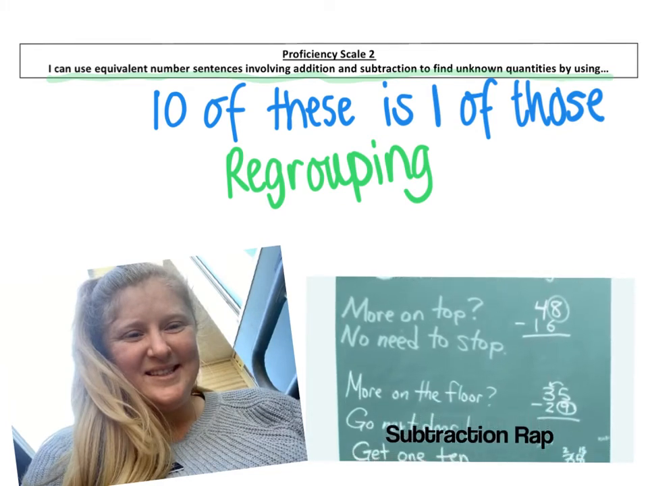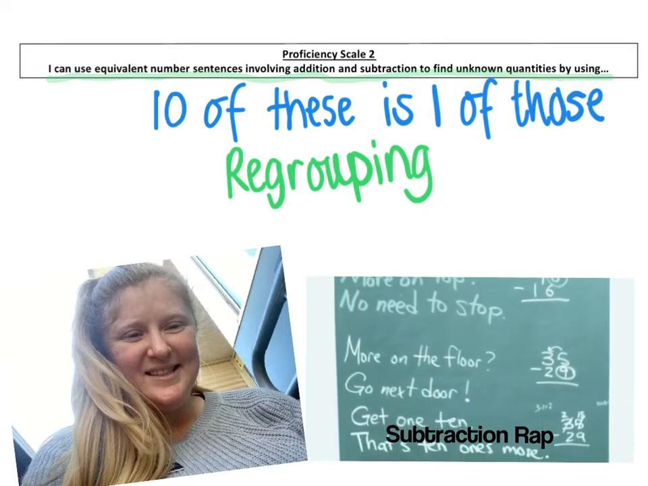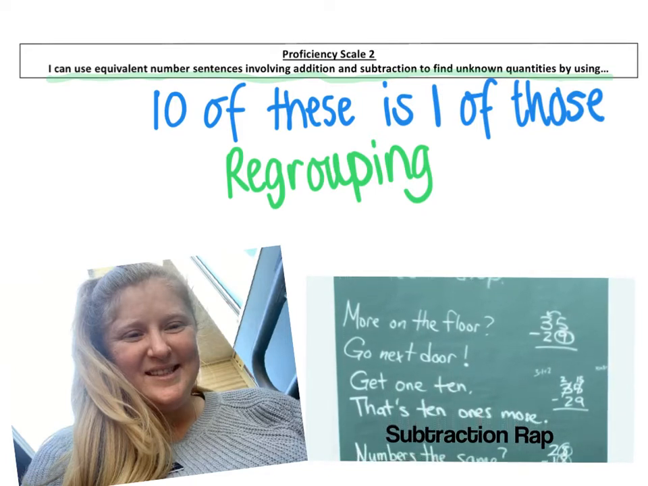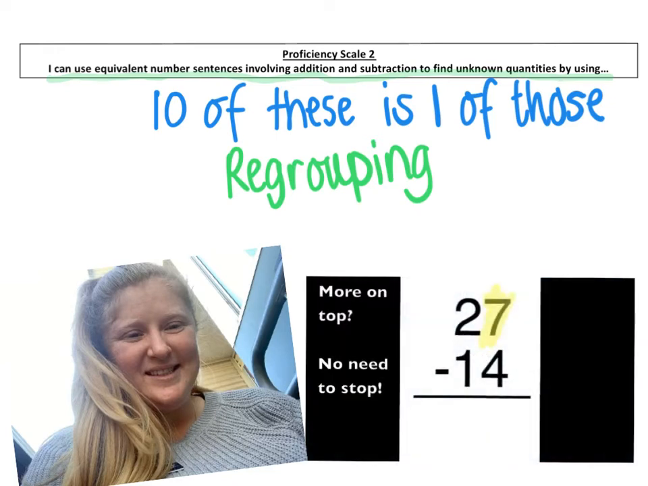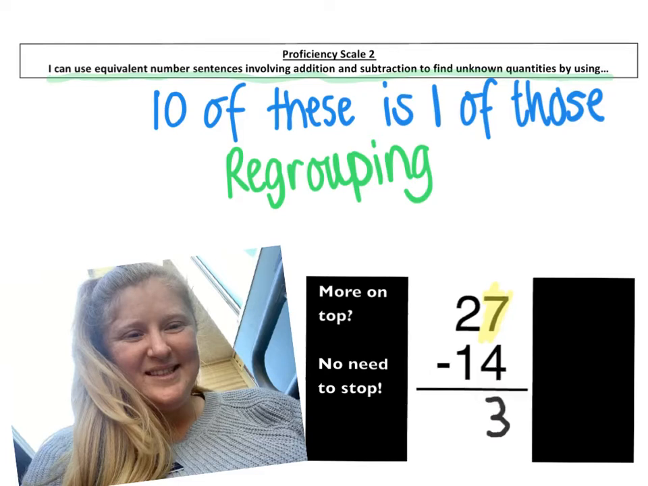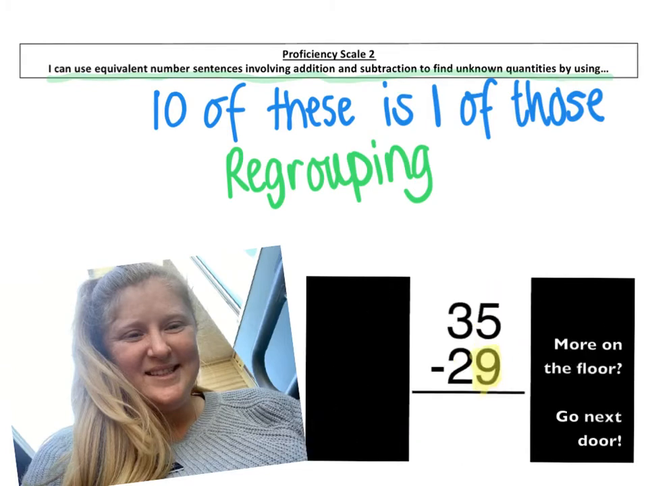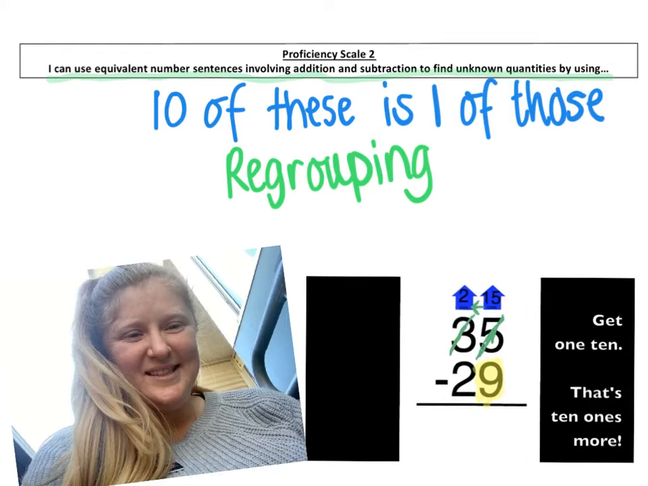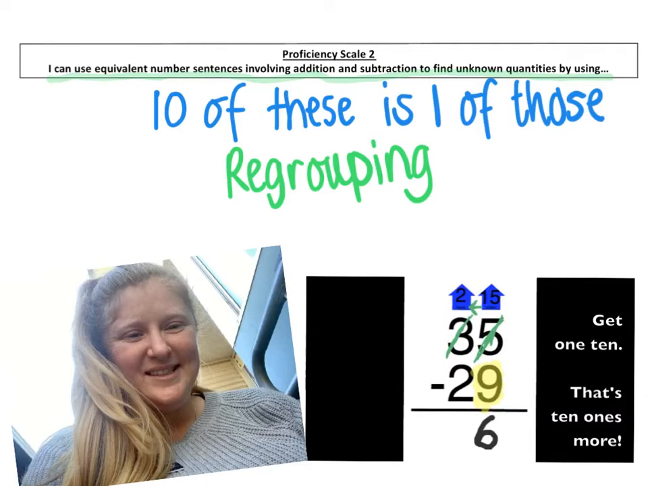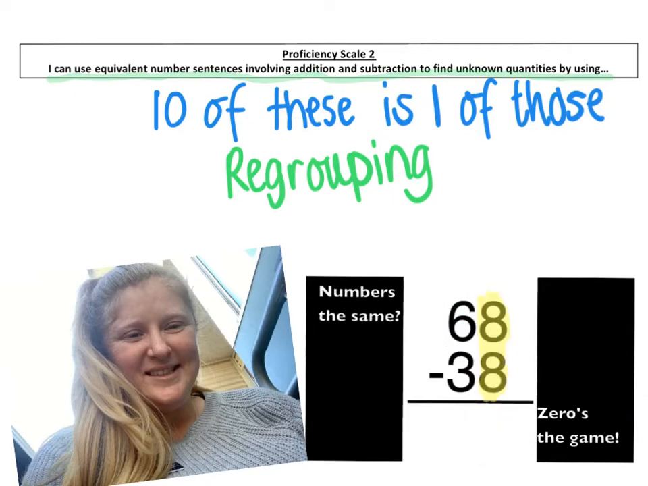You ready? It's subtraction time. Let's try this out. 4, 3, 2, 1. More on top. No need to stop. More on the floor. Go next door. Get 110. That's 10 ones more. Numbers the same. Zero's the game.